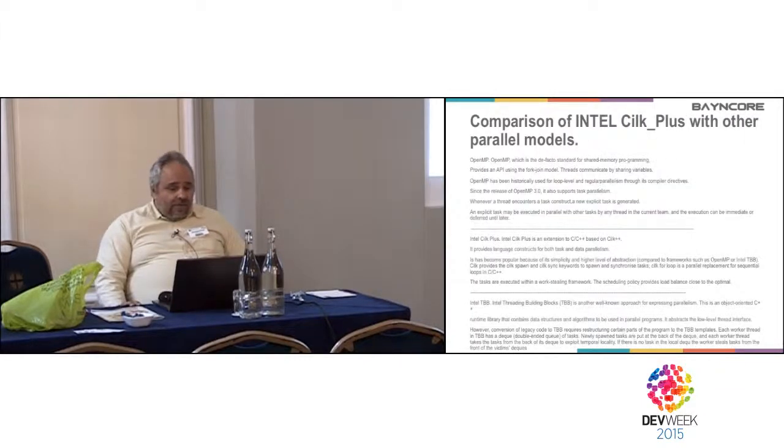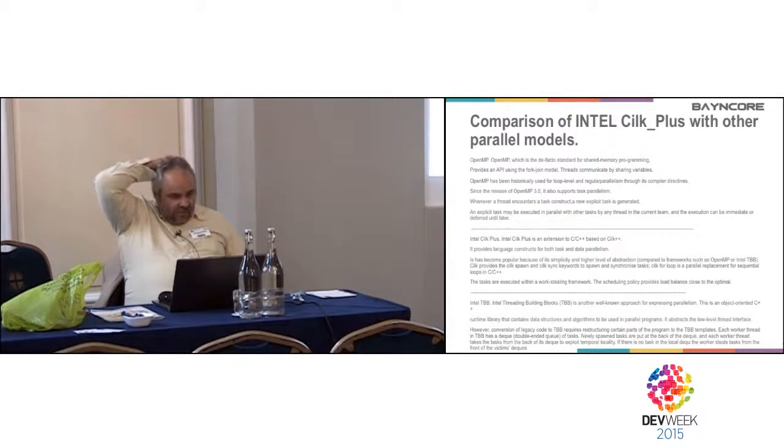And I've also put together another slide here, which is comparing CILK Plus with some of the other parallelization techniques, such as OpenMP and thread building blocks as well. So OpenMP is largely regarded as a de facto standard for shared memory programming, and it provides an API for the fork join model, and threads communicate by sharing variables. And OpenMP has been historically used for loop-level regular parallelism through compiler directives.